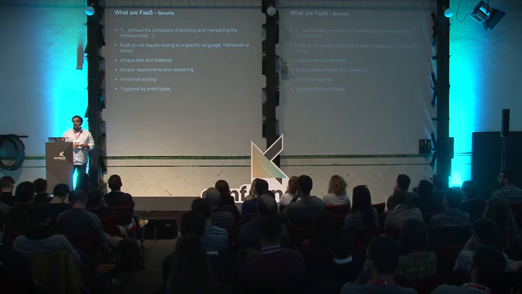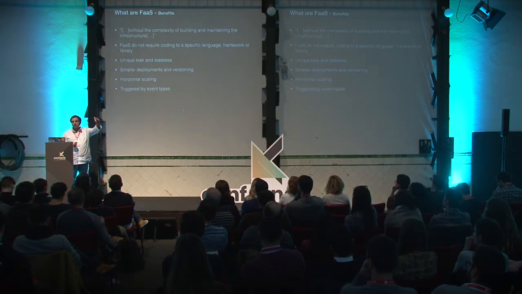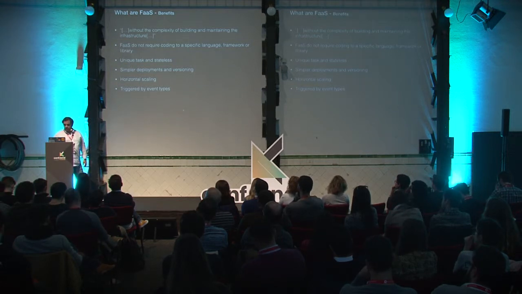Deployments get simpler because you're just deploying one single function. And then you can also use versioning, one of the big benefits. Horizontal scaling of these functions is automatic. It scales automatically according to the number of requests you have. And they are triggered by event type. So if the user goes to a page or clicks something that calls the function as a service, if you have 1 million users clicking that link or that button, it scales automatically horizontally, and no worries for us.